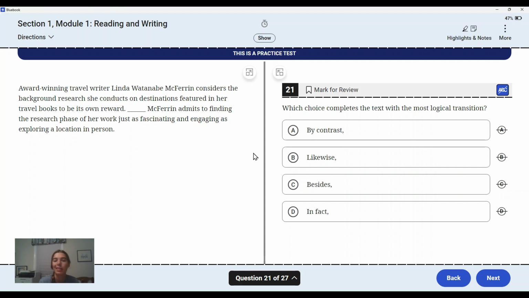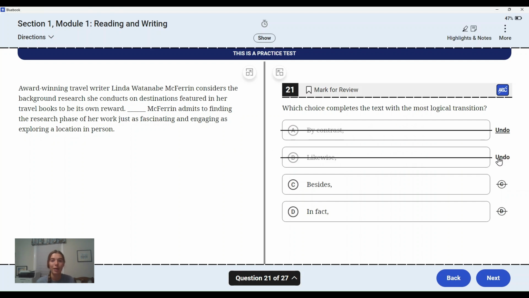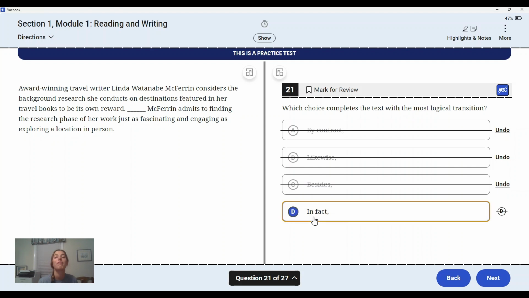You're not going to be looking for something like in contrast or nevertheless. Those are very typical words you'd see over there, but they don't make sense. By contrast, literally the opposite of what I just said, definitely not what it is. Likewise would be if you're talking about another example in the following sentence. That's not what it is. It continues to elaborate on what McFerrin did. Besides doesn't make sense given the current context. In fact, that's exactly what I was saying. Okay, I'm so smart, guys. Yeah, that's how you do a transition question.